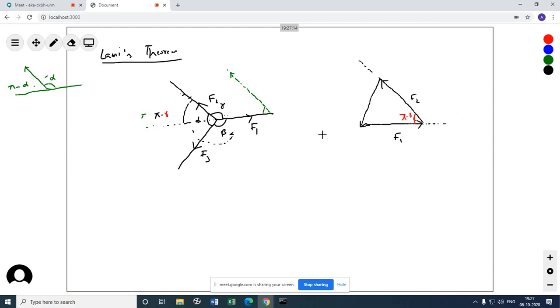Pi minus gamma. Similarly, can you guess what I can do now? Similarly, F2 and F3, I can do for the others, right? Can you guess how I will do it? So I can take this one now. The next one would be which one? This is F2, which I have done already. Now it is between F2 and F3. This is F3.